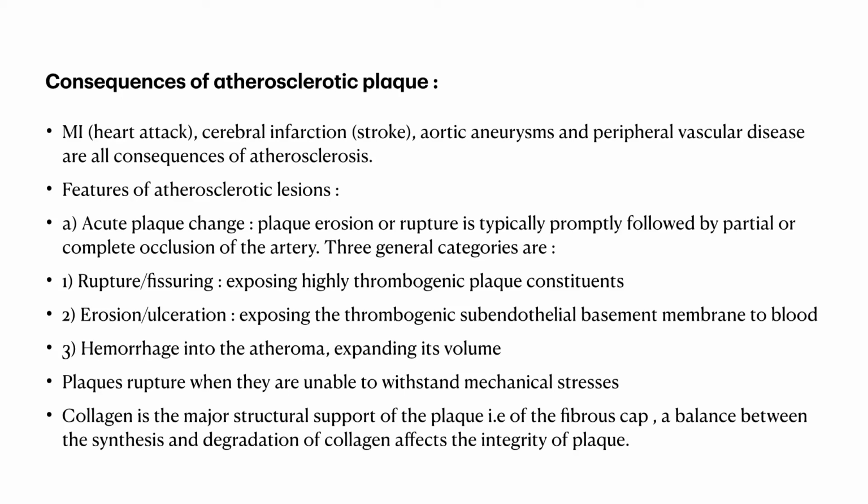Plaque rupture occurs when plaques are unable to withstand the mechanical stresses of the blood. Events causing plaque rupture are complex, including both intrinsic and extrinsic factors. Composition of the plaque plays an important role in its rupture. Collagen is the major structural support of the plaque, that is, of the fibrous cap. A balance between the synthesis and degradation of collagen affects the integrity of the plaque. Loss of smooth muscle cells leads to loss of collagen, which further weakens the fibrous cap, making it prone to rupture in future.